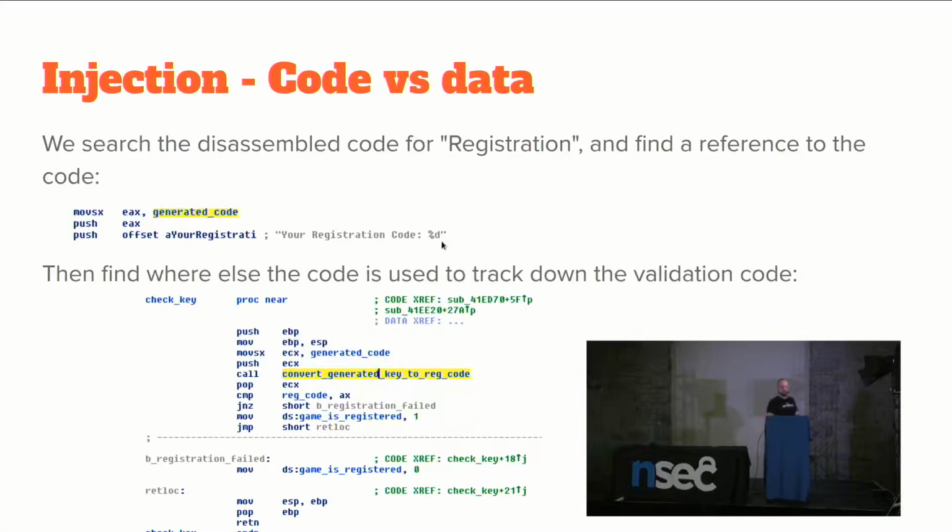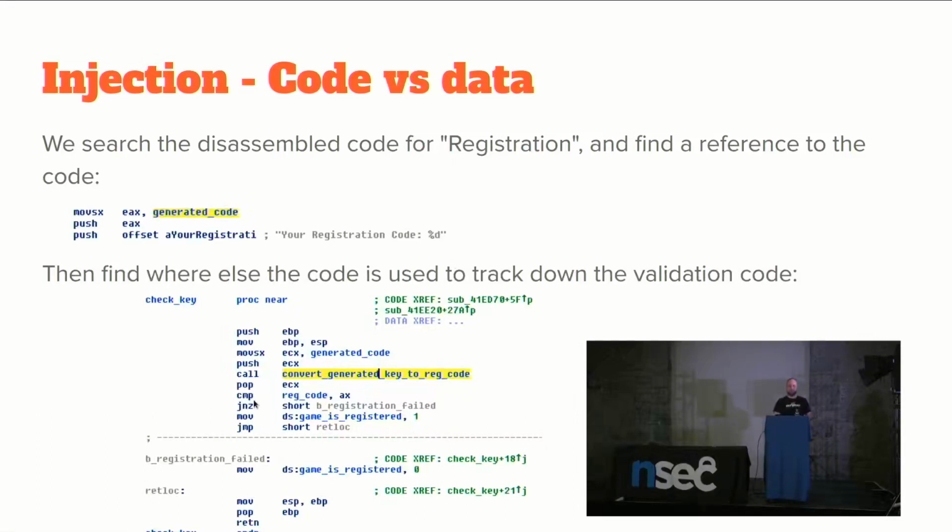So you go to the disassembled code, the assembly code. I don't want to go into too much detail on how you do all this stuff; this is a whole talk on its own. But essentially, you go into the assembly code, you search for strings like your registration code, and you find it. So I see "your registration code is %d." That's a C string formatting character.